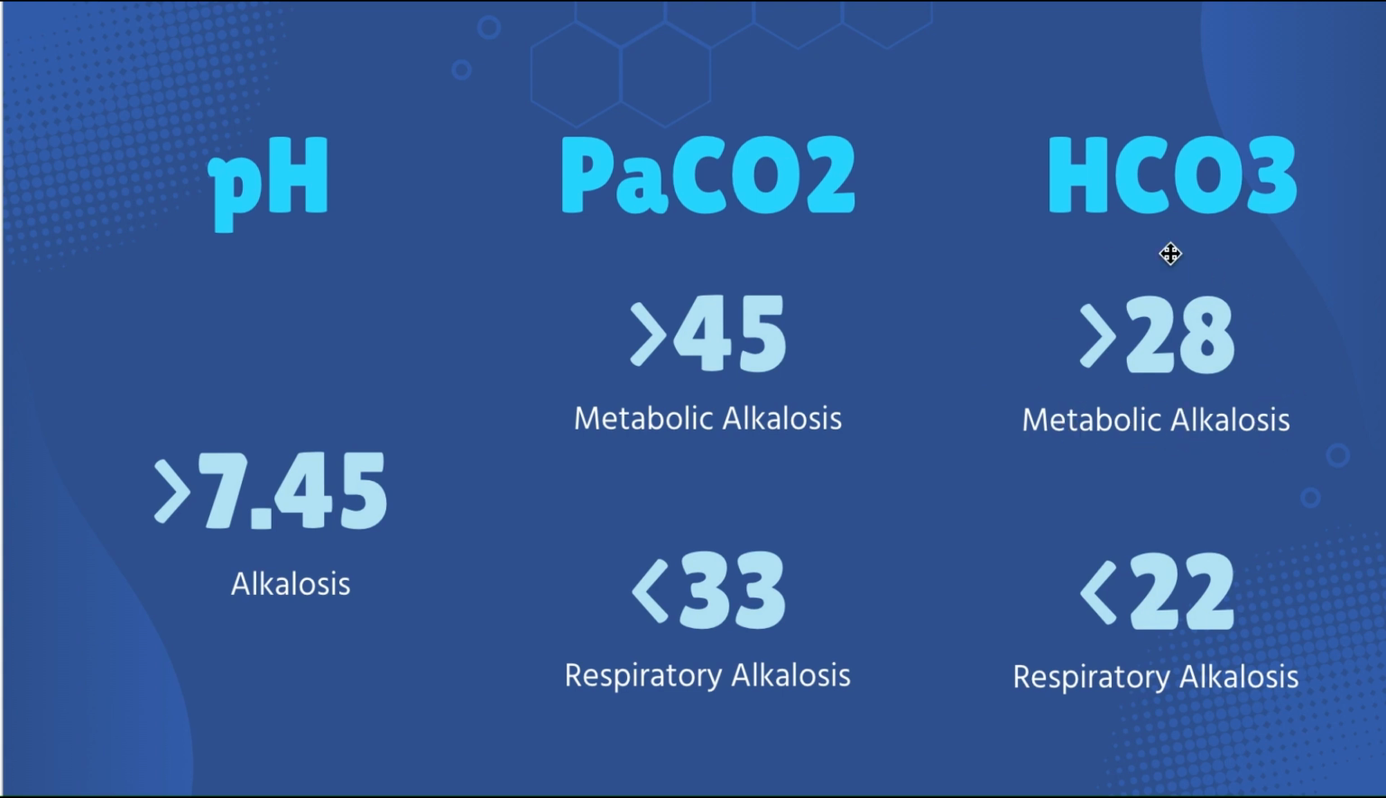Why is it metabolic alkalosis? Because we said HCO3 is a basic component. So an increase in HCO3 causes alkalosis. So therefore, this is a metabolic alkalosis. To compensate for the alkalosis of the blood, the body retains carbon dioxide and increases its levels in order to make the blood more acidic, to put the pH within the reference range.